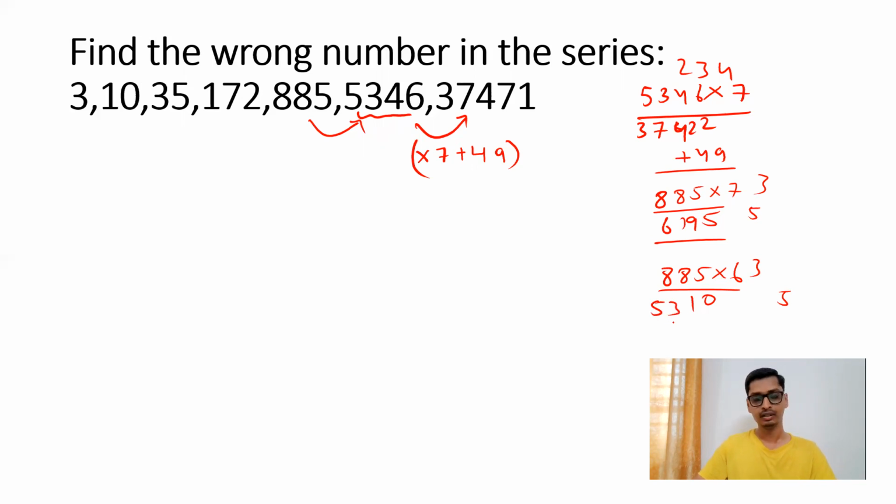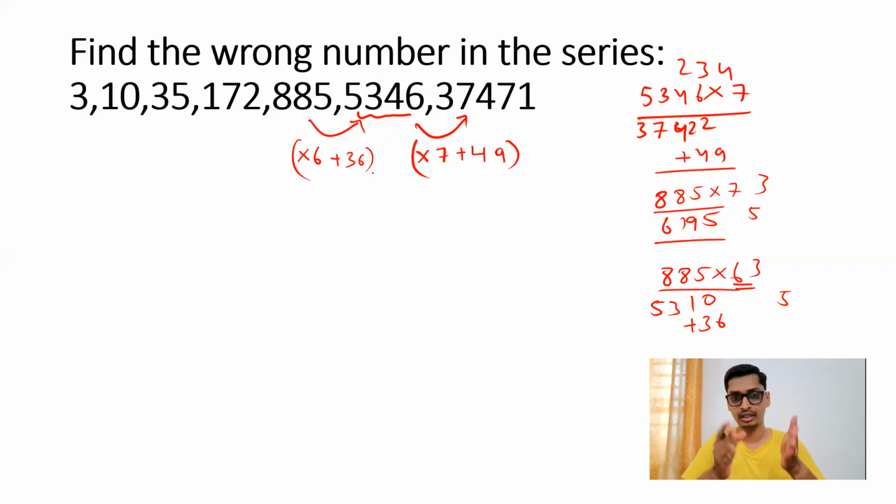So it is 5310. Okay, so 5310 plus what do I get 5346? So it is plus 36, right? Okay, now it is times 6. So I multiply this 885 with 6, I get 5310 plus 36, I get 5346. Okay, now I think I identified the series.